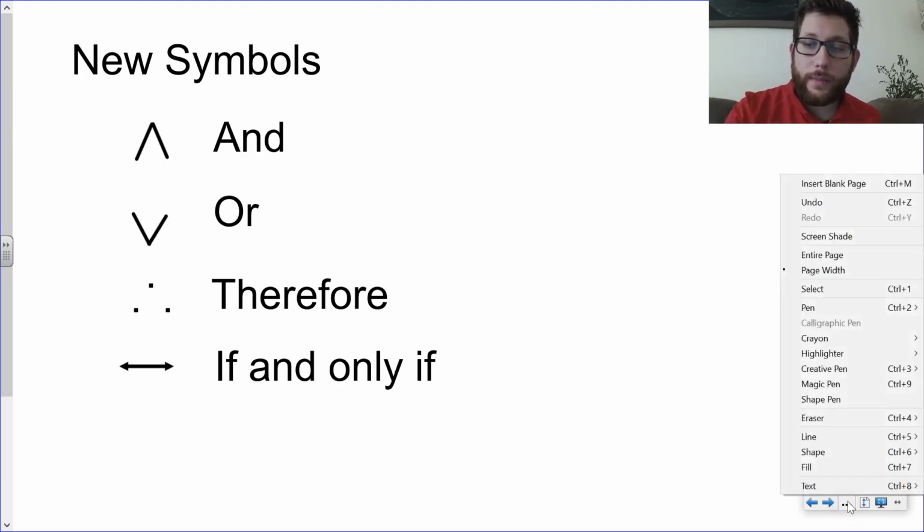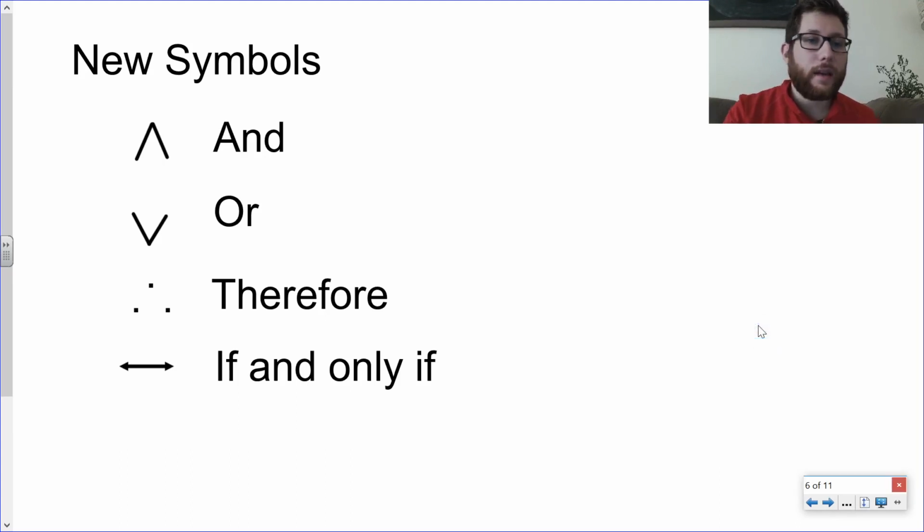Now, the one that people generally have the hardest time remembering is which one is and which one is or. So let me teach you two ways to remember this. Okay, so one way is this and sign kind of looks like an A, right? If we put a little line in there, it kind of looks like an A. So that's an easy way to remember and.